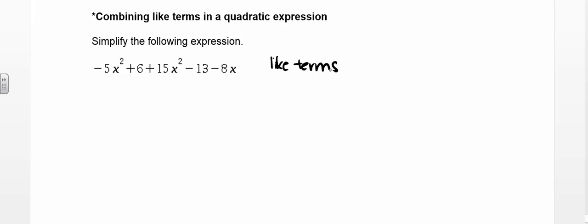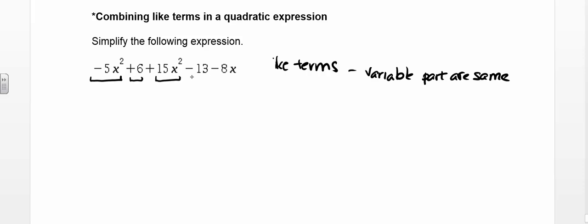And then what do we mean by like terms? The variable parts are the same. Okay, so let's take a look at how many terms we have. The first term is a negative 5x squared. Our second term is a 6. Third term is a 15x squared. Fourth term is a minus 13, and our fifth term is minus 8x. So if you notice, they're all separated by pluses and minuses, right?